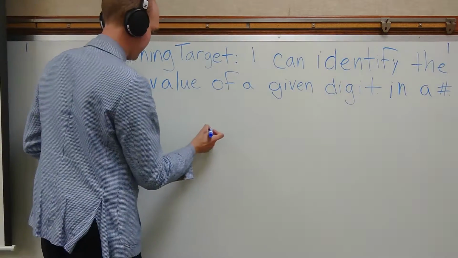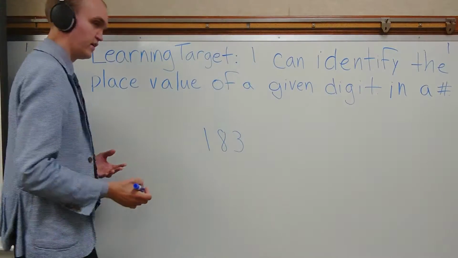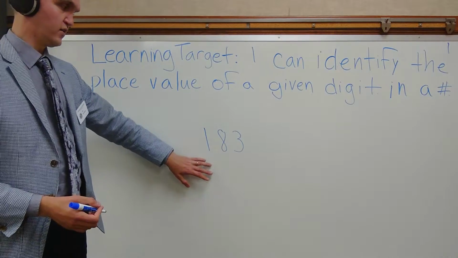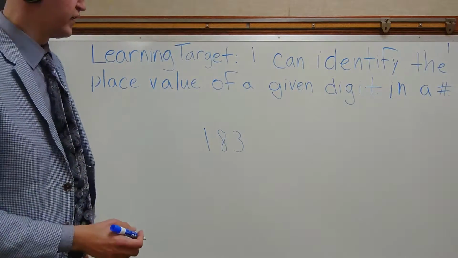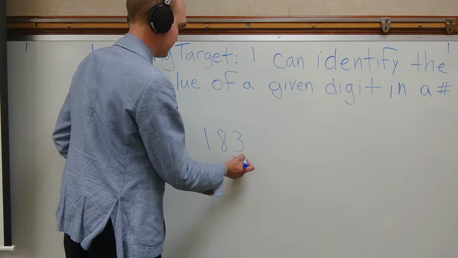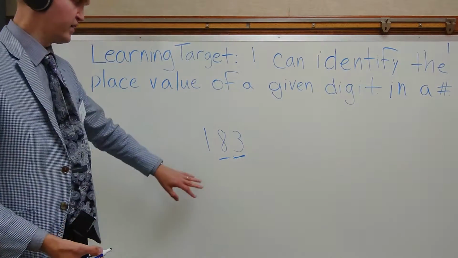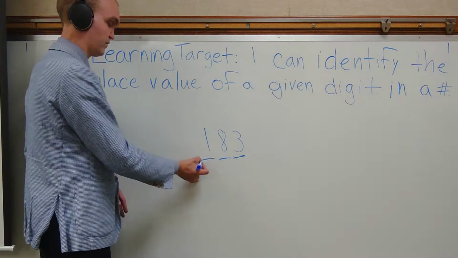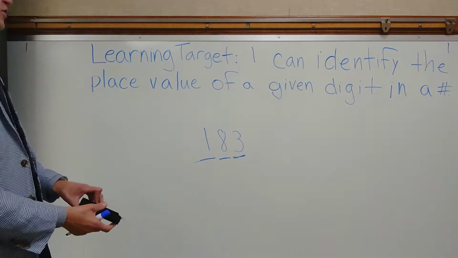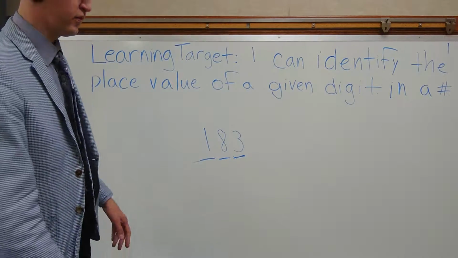So Miss Reinheimer gave us the example of 183, and there are different place values depending on where the digit appears in the number. This 3 is in the ones place, this 8 is in the tens place, and this 1 is in the hundreds place. Okay, so today our goal is to be able to do that, to identify the place value of a given digit in a number.